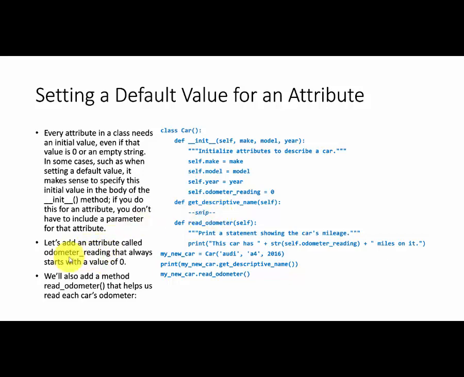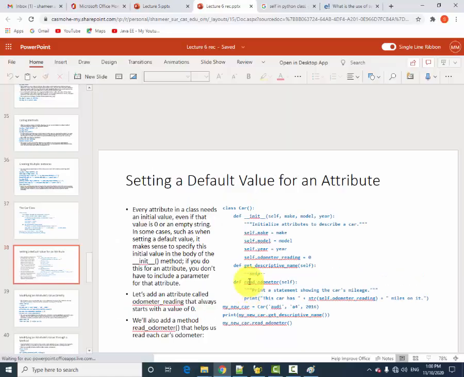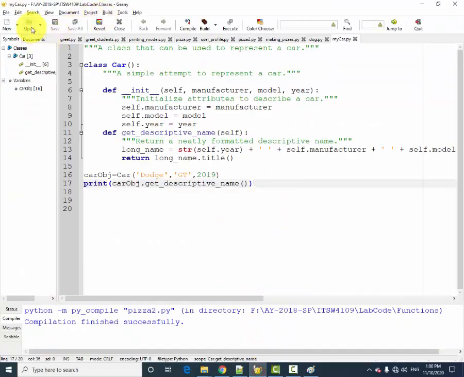So let us add an attribute called odometer reading and assign it a value 0. Okay, so here you have read odometer. Suppose I want to check how many kilometers my car has run, then I call this read odometer. So here I can use that attribute odometer reading. Okay students, fine. So this example I guess I have, let me run this one.